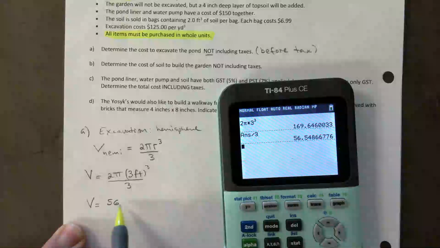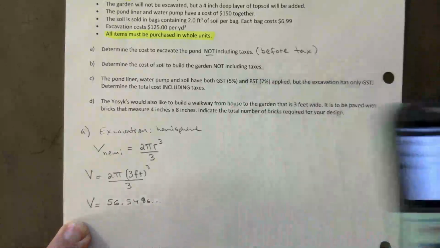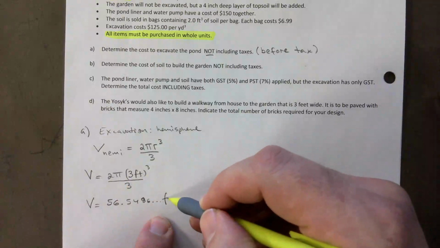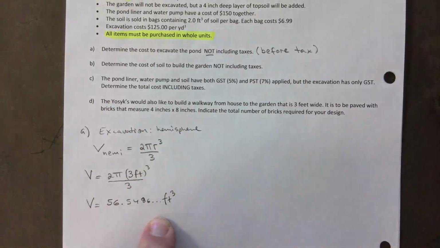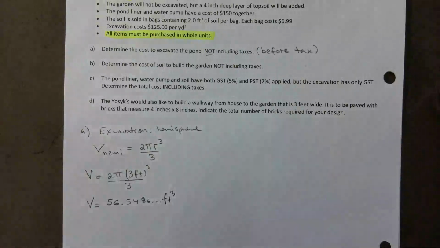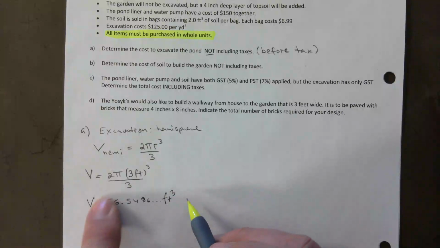And that's 56.5486... And what are our units? Feet, cubic feet. Why am I not rounding? Because that's not the answer yet. It wants me to figure out the costs. I'm not there yet. But I know how much needs to be excavated.